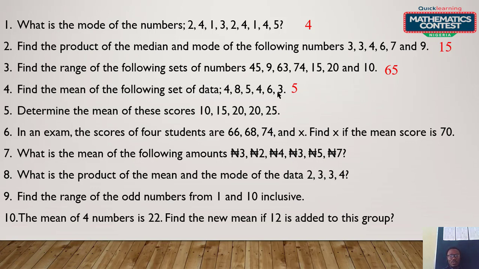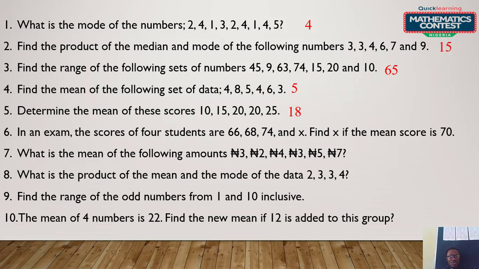Now determine the mean of this course. Now the same thing, 10, 15, 20, 20, and 25. How do you solve this problem? What I will do is, I'll add all the multiples of 10 together. 10, 20, and 20 will give me 50. So 15 and 25 will give me 40. So what I now have is 50 and 40, which is 90. 90 divided by how many numbers do I have there? I think 5 numbers. That should be 18. So I have 18 there.